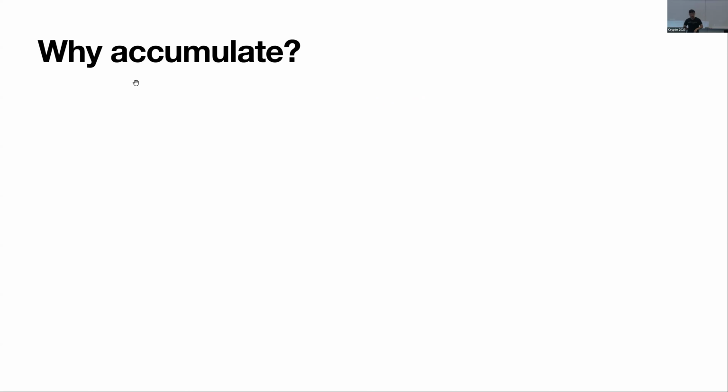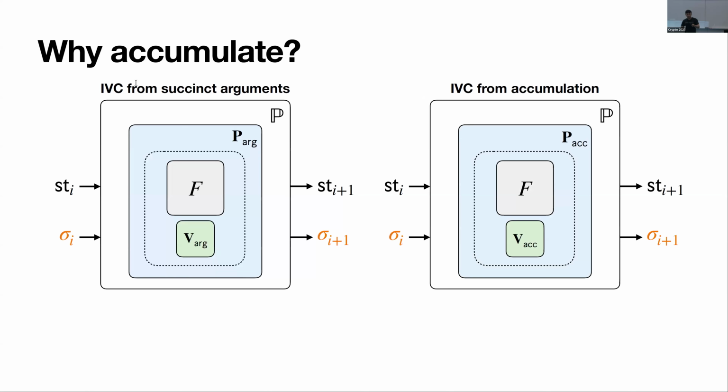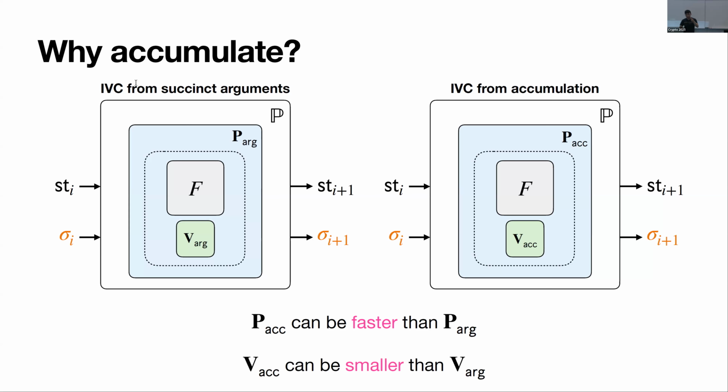Okay. So why accumulate? Well, it turns out that accumulation schemes can also be used to construct IVC, and it looks very similar, at least syntactically, to the construction from succinct arguments. The only difference is that instead of running the argument prover, we're now going to be running the accumulation prover. And instead of proving statements about the argument verifier, we're going to be proving statements about the accumulation verifier. And the hope is that maybe we can construct accumulation provers which are faster than argument provers, and accumulation verifiers which are smaller than argument verifiers. In that case, we would get a more efficient IVC.